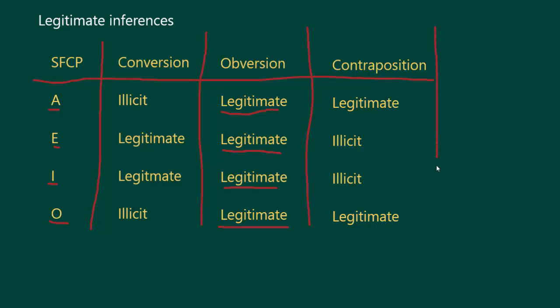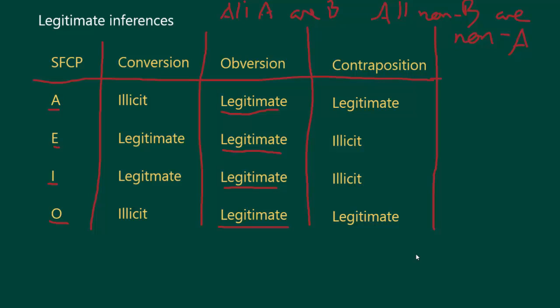Then if we look at contraposition, if we have all A are B, and we perform contraposition on it so that we end up with all non-B are non-A, those are going to be logically equivalent. And since they're logically equivalent, if one is a premise and the other one's a conclusion, that'll be a valid argument.